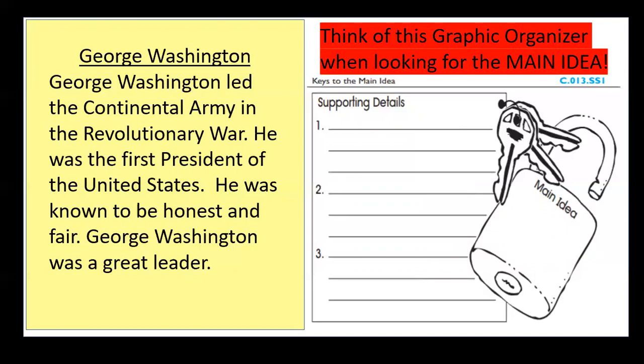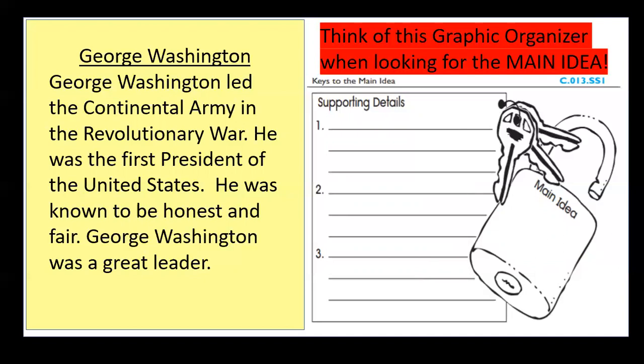Let's see if that first sentence would be the main idea. George Washington led the Continental Army in the Revolutionary War. Are all the other sentences about the army or the war? They're not. The next sentence is he was the first president of the United States. That doesn't support anything about an army or a war. So it's not the first sentence this time.